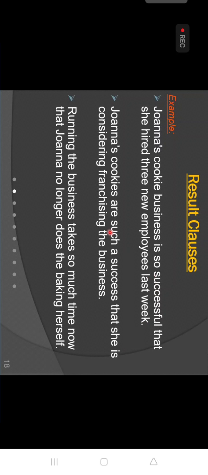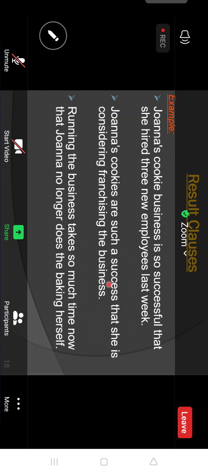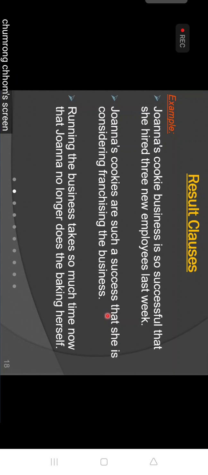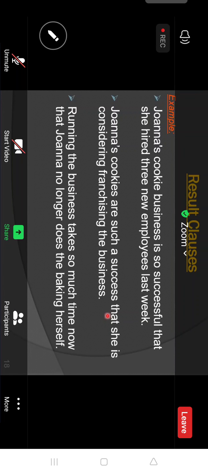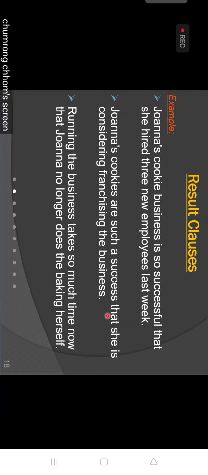Or such plus noun plus that. You can see, so now "cookies are such a success that". So such plus noun plus that. So we call it adverb of result, not purpose, not reason. So I want you to understand very carefully about the different kinds of adverb clause, and you have to read more at home, everybody. Otherwise, you cannot learn them all very well.